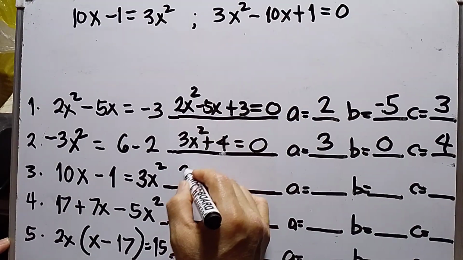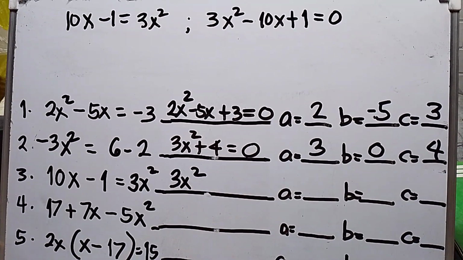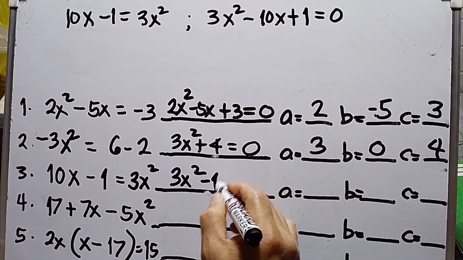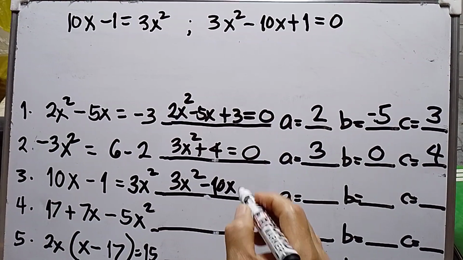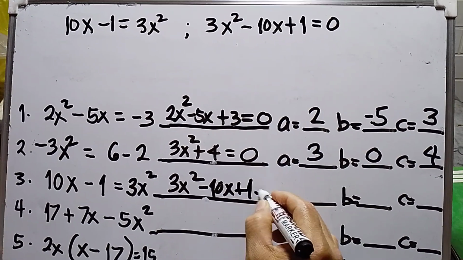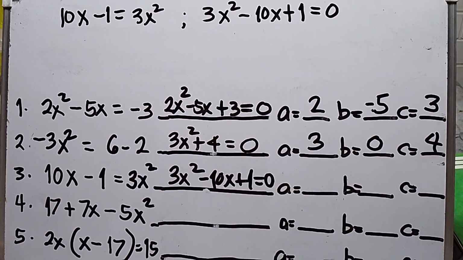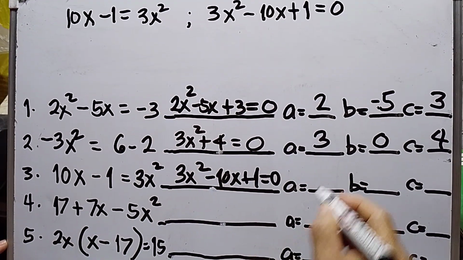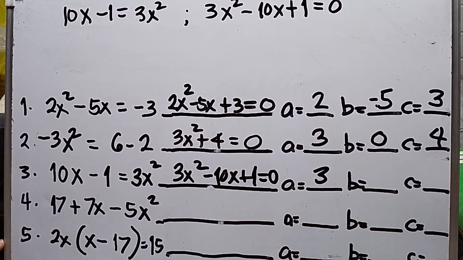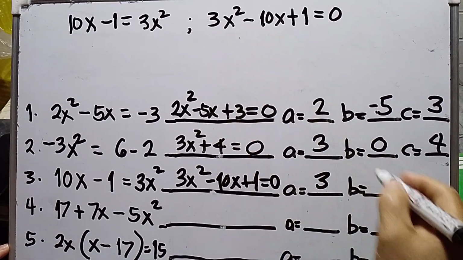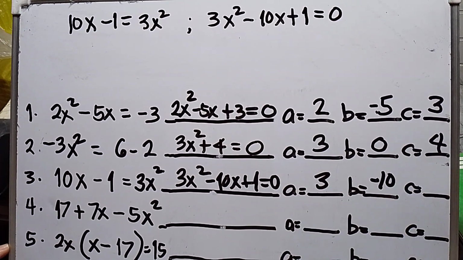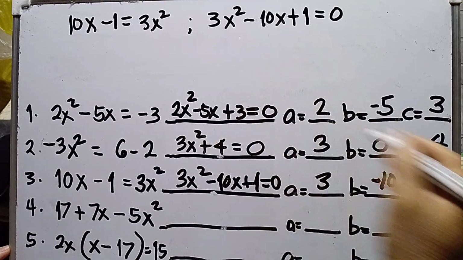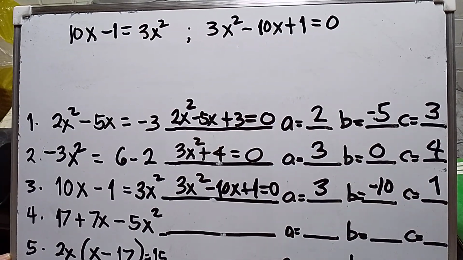So this will be 3x squared minus 10x plus 1 is equal to 0. So my a for this quadratic equation is positive 3. And then my b is negative 10. And then for my c, this will be equal to 1.